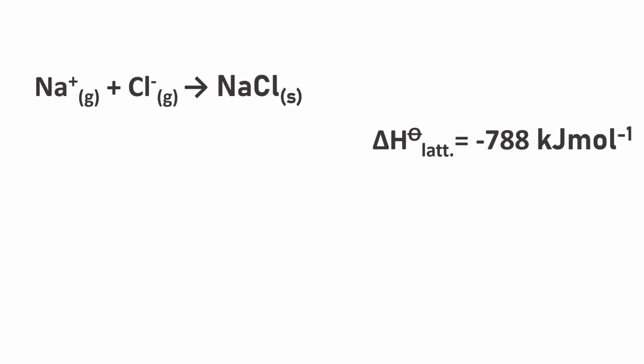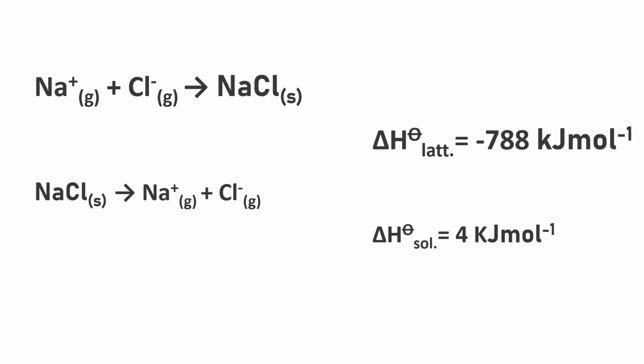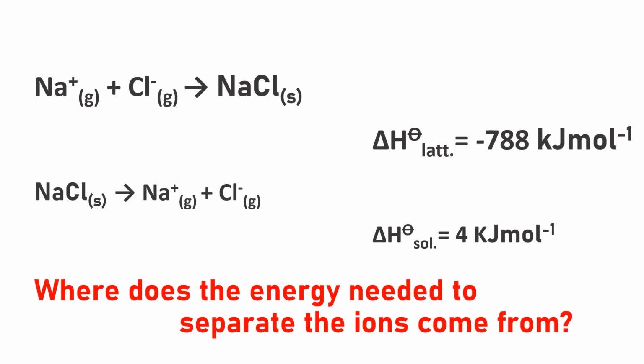If we look back at the lattice energy of sodium chloride, or the energy released from forming the sodium chloride crystals, it is equal to minus 788 kilojoules per mole. Remember, this is a released energy, which has a negative value. So you would assume that breaking sodium chloride crystals would require absorbing the same amount of energy, which is equal to 788 kilojoules per mole. But from the equation you can see that you need only 4 kilojoules per mole. So where does the energy needed to separate the ions come from?